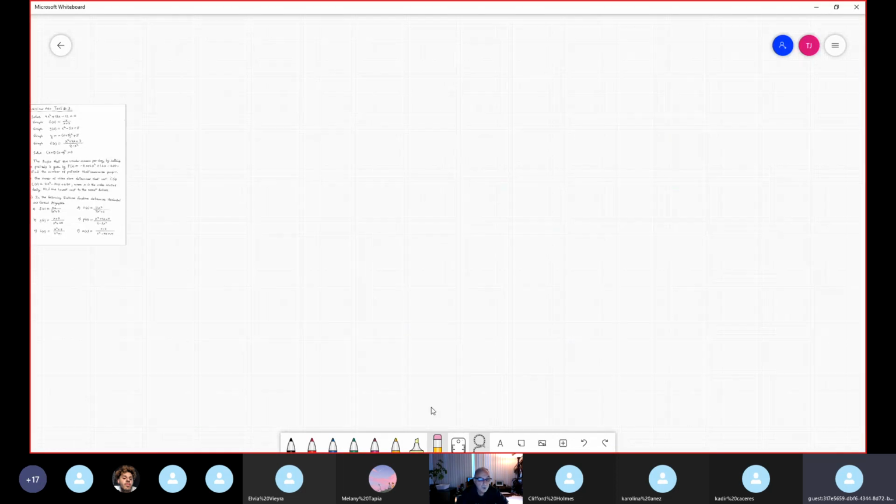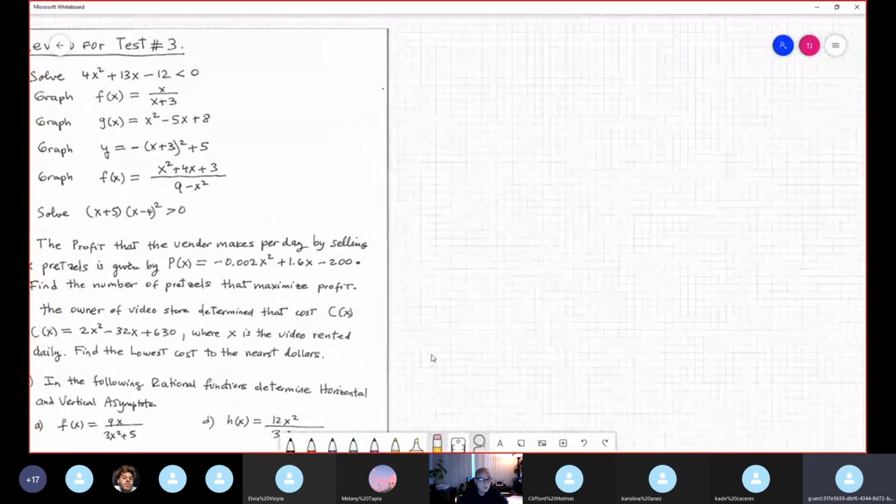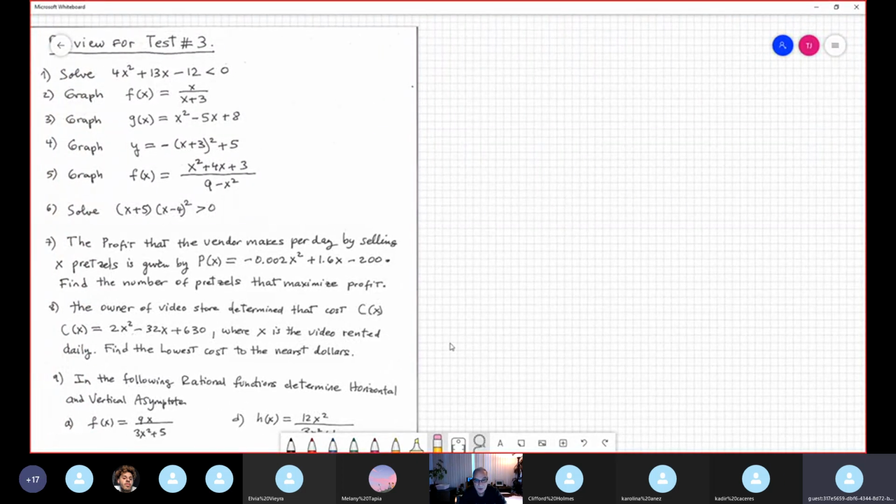Boom. And we continue doing that. Okay, next graph, number 3. Oh, this is a quadratic function. This is not rational. It's quadratic. G of x is equal to x squared minus 5x plus 8. By the way, this is expressed in standard form, not in vertex form.